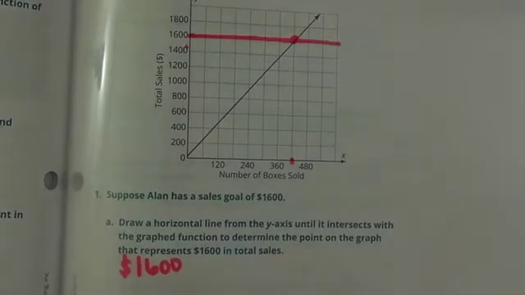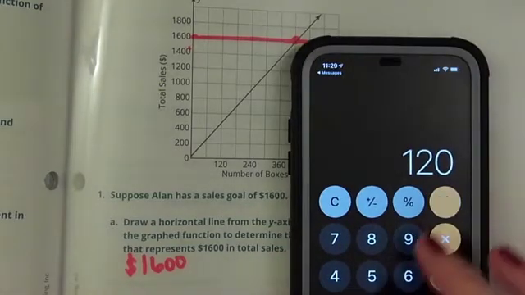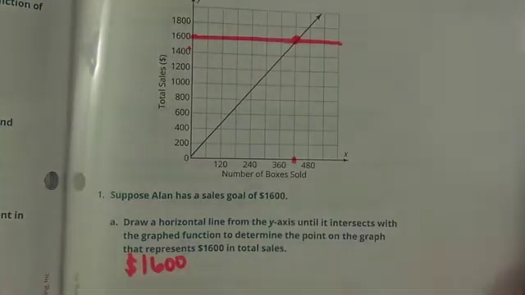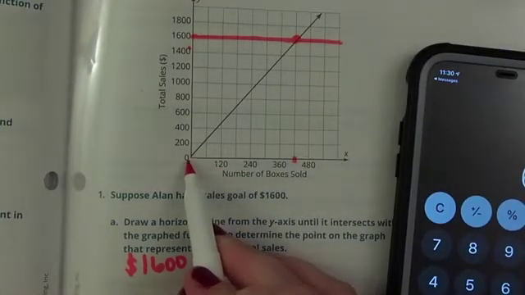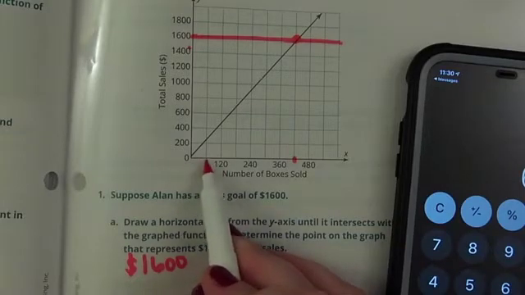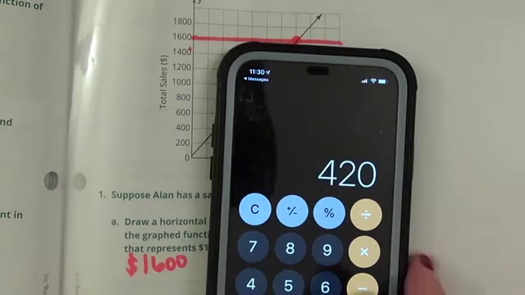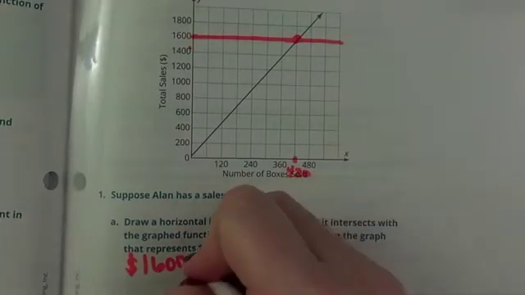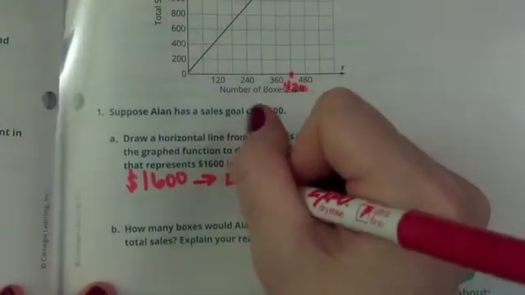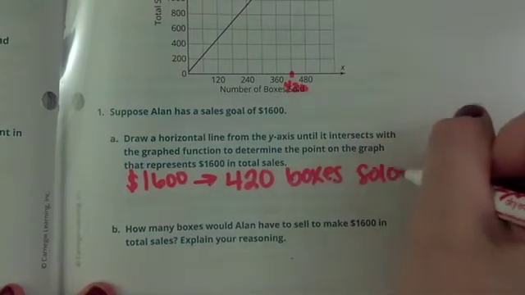If you can't just think of that, you're going to do 480 minus 360, which is 120. Divide that by 2, so each line is worth 60. You can see that here as well. It goes 0, 60, 120. So let's do 360 plus 60. So we actually have 420 right there. So $1,600 means 420 boxes sold.